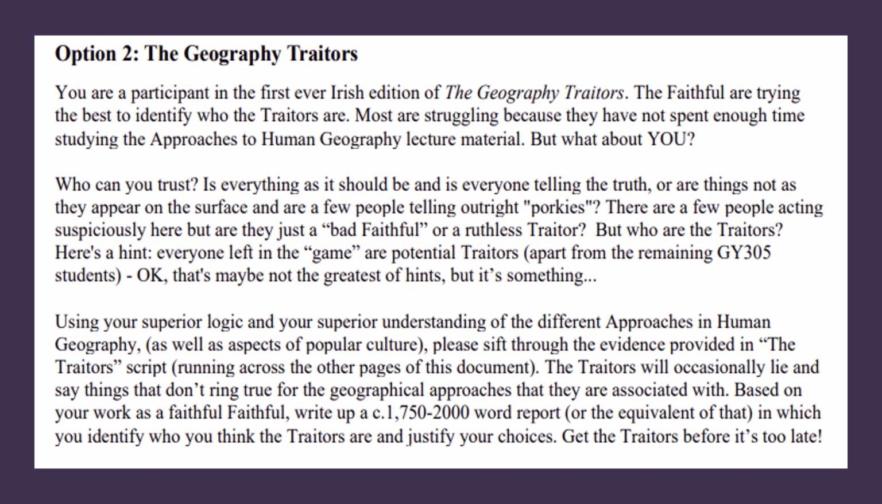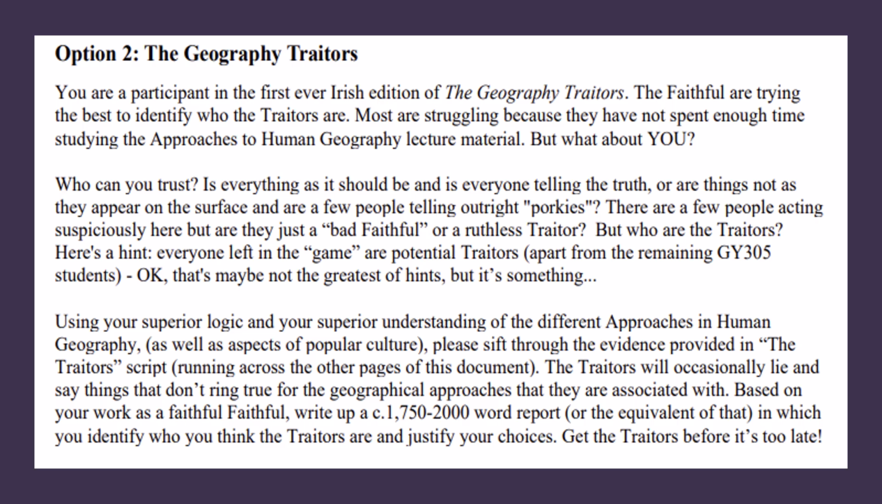Now, the geography traitors option is pretty similar to the murder mystery, to be honest. Again, you're looking at what characters are saying and doing. Is everything these characters are saying and doing what you would expect them to say or do based on the approach to human geography that they're associated with? Are the things that they're saying and doing out of kilter with their approach to human geography?